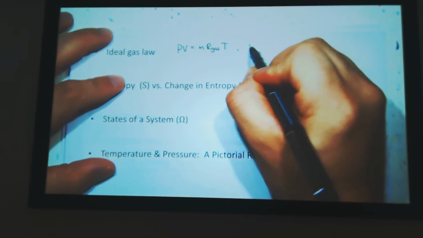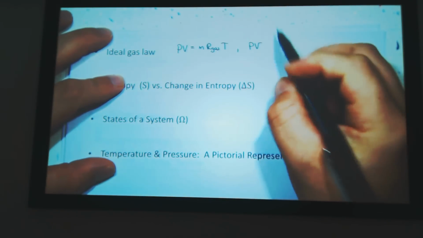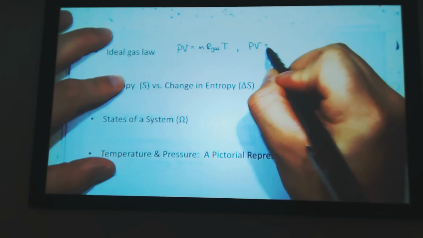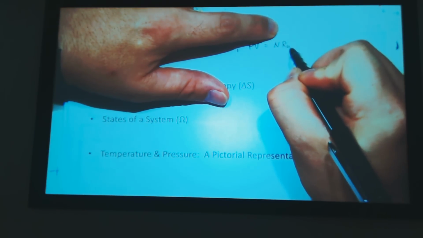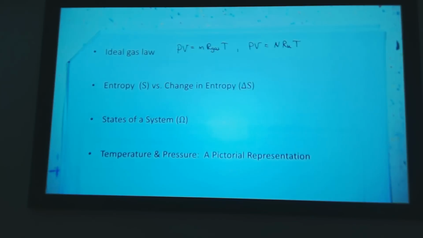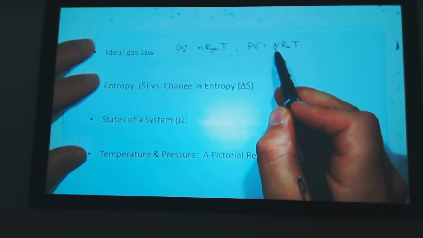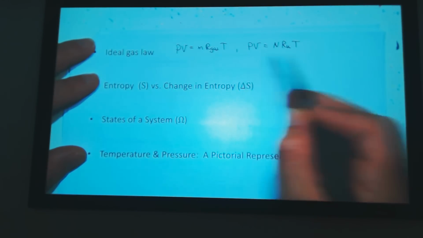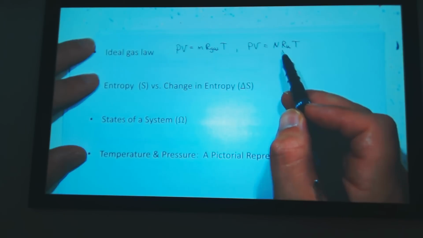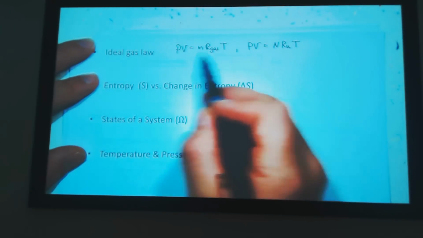Another form, PV equals N times the universal gas constant times temperature. So here I'm talking about mass, here I'm talking about the number of molecules in my ideal gas and the universal gas constant. This is what you first were exposed to in freshman physics. This is what we'll work with more in class.